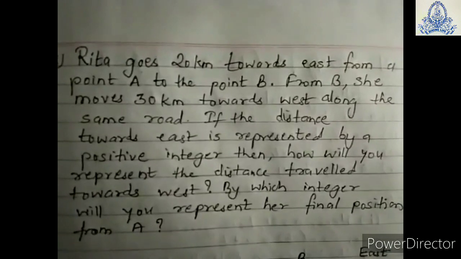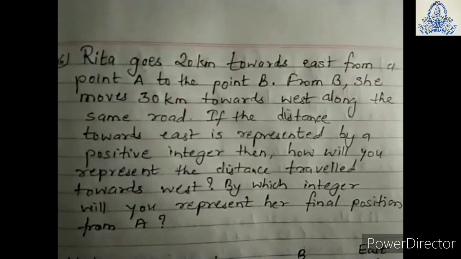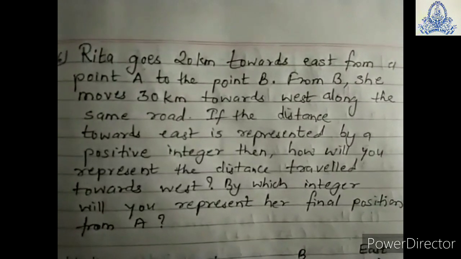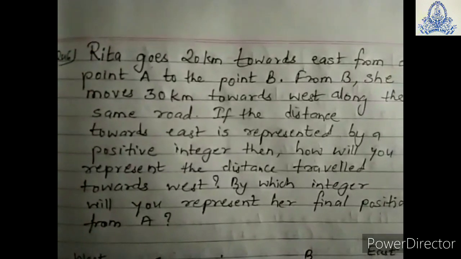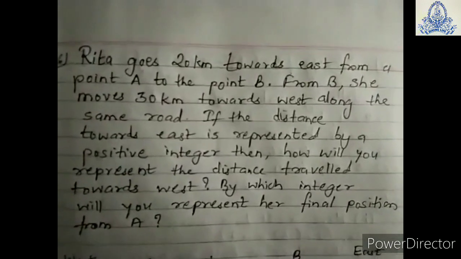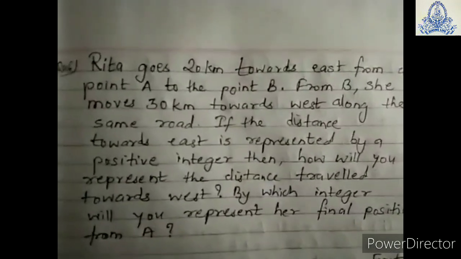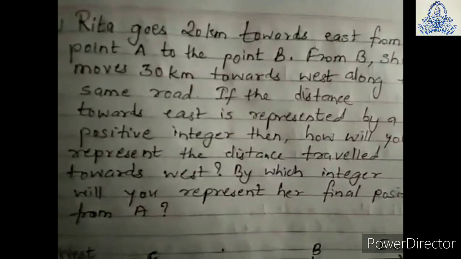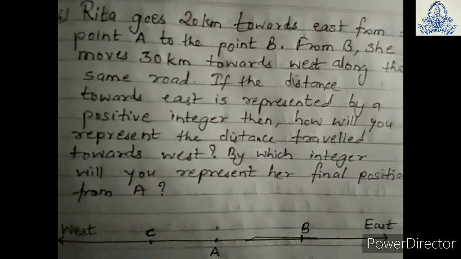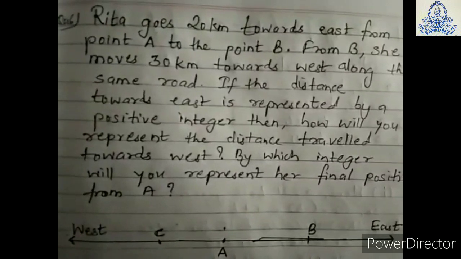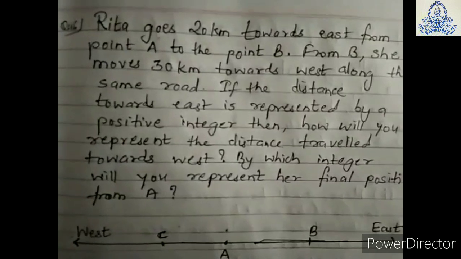If the distance towards the east is represented by a positive integer, then how will you represent the distance traveled towards west? By which integer will you represent the final position from A? According to the question, we have represented it on a number line, with the east direction and west direction on both sides. You can see I have plotted points A, B and C.